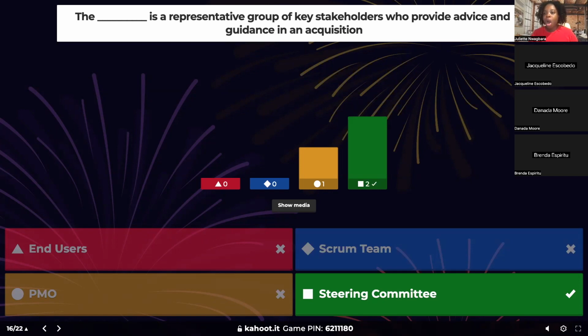So they are like the governance when it comes to the project management department. Steering committees are going to be those that are going to be making decisions when it comes to a project. So that's the difference between the two. Scrum, definitely not it, right? And end users, those are your customers. So definitely study that, domain 5.